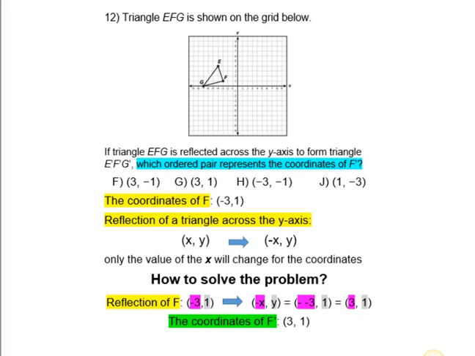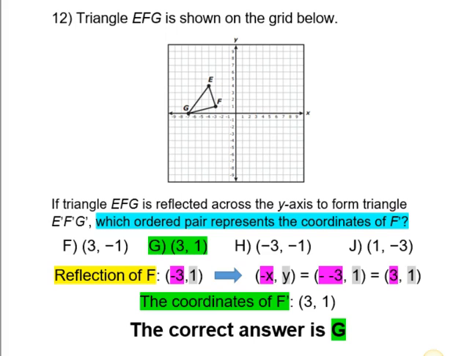How to solve the problem? In order to solve the problem, we need to find out the answer once we put a negative in front of our x coordinate, which is -3. So a -3 becomes a +3. So our coordinates of F' are 3, 1. In looking at our answer choices, which one shows the ordered pair 3, 1? If you said G, you are correct. G is our correct answer. Let's move to question number 13.